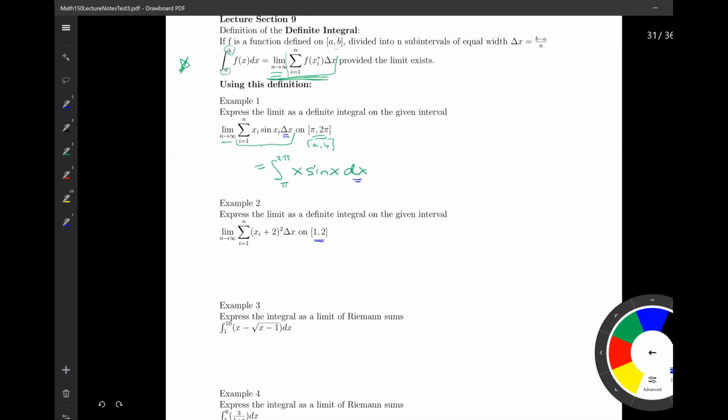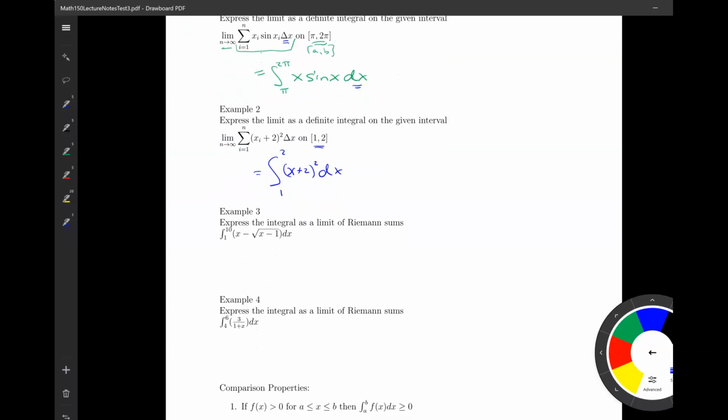Pretty straightforward. So I see this is going to be the integral from 1 to 2. This is the limit of the sum, so this is going to be x plus 2 squared dx. Okay, so that's pretty straightforward.